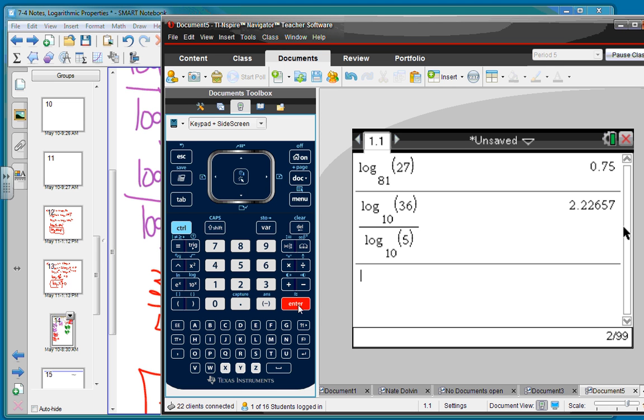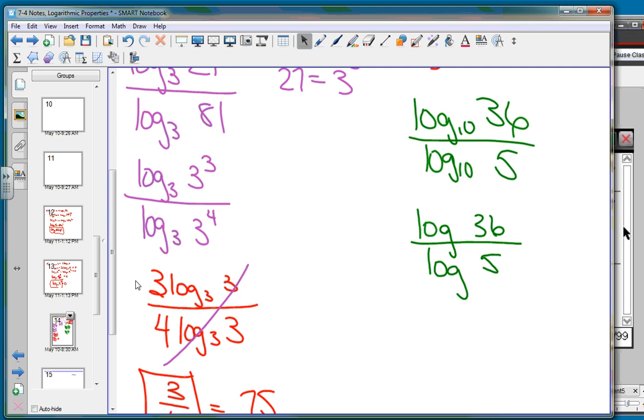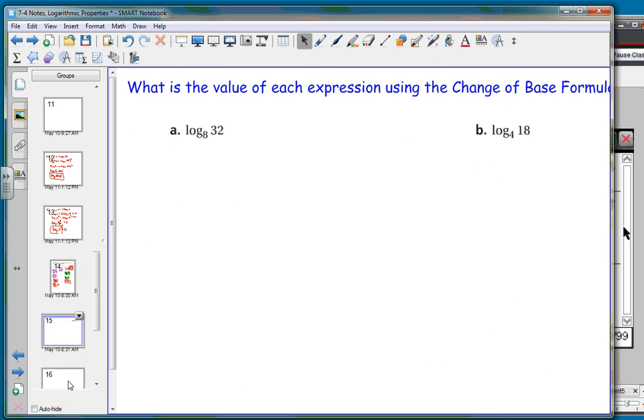Is it a surprise to us? No, because we talked about that. We said that it's going to be between the values 2 and 3, and closer to 2, because 5 squared is 25, and 25 is much closer to 36 than 125, which is closer to 3. Okay, so this gives you 2.22.